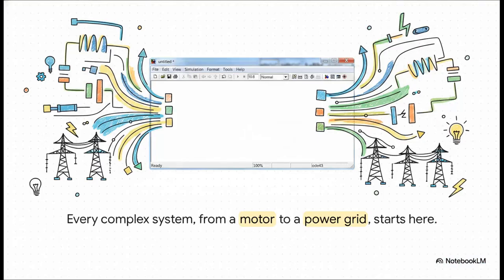And this is where all the magic happens. This one empty window holds so much potential. You could build anything from a tiny circuit with a few resistors and capacitors to a full-blown model of an entire nation's power grid. It all starts right here.